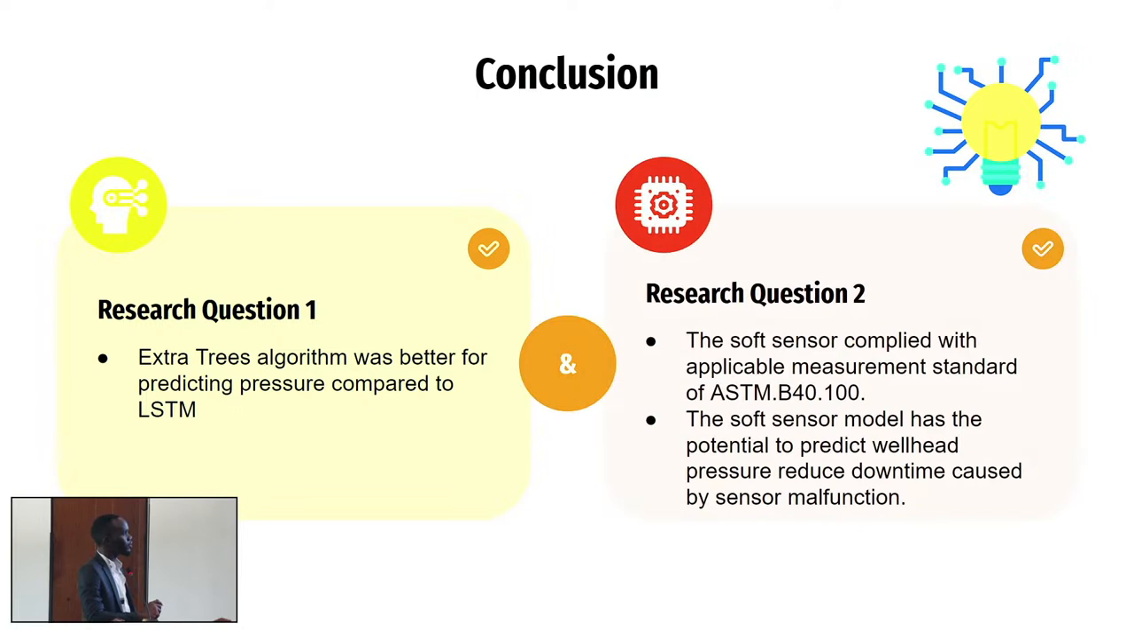And then the conclusion made from our second question is that our soft sensor that was finally created was applicable because it complied with the measurement standard, the ASTM B40-100. The potentiality also concluded that the soft sensor can be applicable when we have any sensor malfunction that can cost us downtime. Most of our natural gas facilities operate based on production. When you do not produce for a certain time, you have to pay. So you must always be sure that you meet the output demands daily. You don't want your plant to go down.